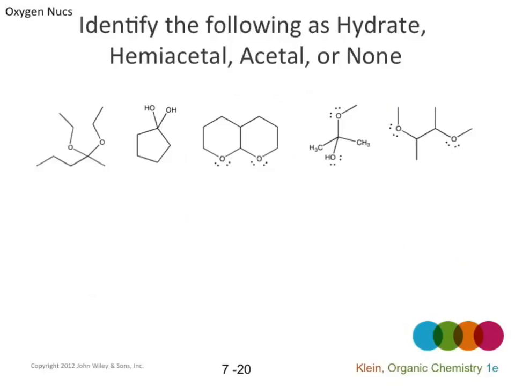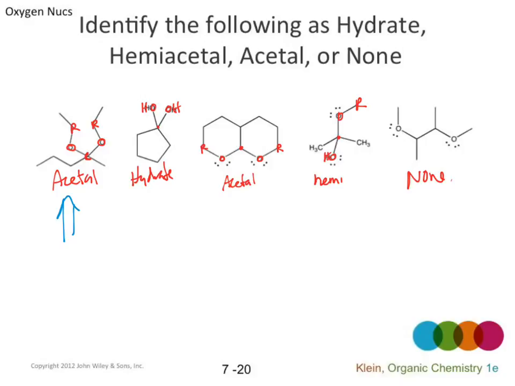Okay? So let's go through and identify the following as hydrates. Next one. We're looking at the hemiacetal. Again, I'll try and highlight them all as we go through. Last one. None of the above. Let's go back to our acetals. What were the alcohol and the carbonyl? So what was the starting alcohol and the starting carbonyl?